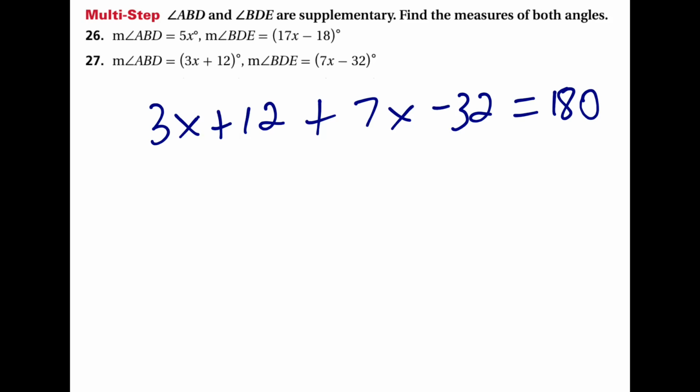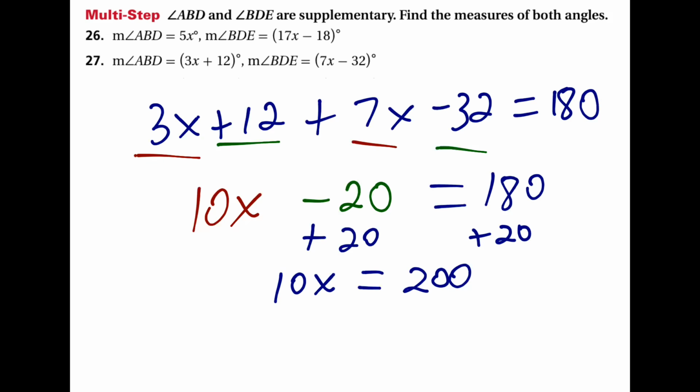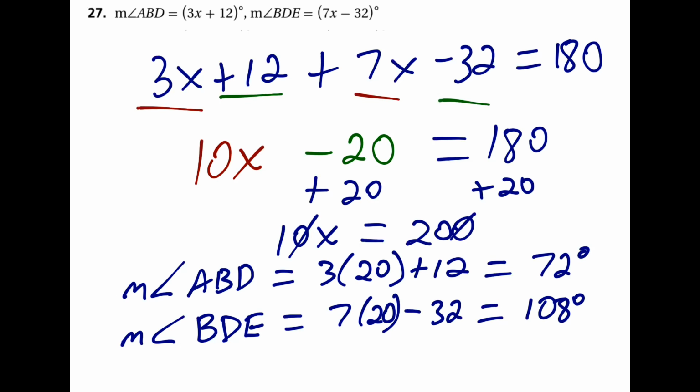For 27, we're told these two angles are supplementary, so we just add everything up to 180. If we combine like terms, we have 10x minus 20 is equal to 180. We can add 20 to both sides. 10x is equal to 200. And dividing by 10 is the same as just getting rid of a 0. So x is equal to 20. They want to know the measure of both angles. If we substitute 20 in for x for both of these expressions, ABD is 72 degrees, BDE is 108 degrees.